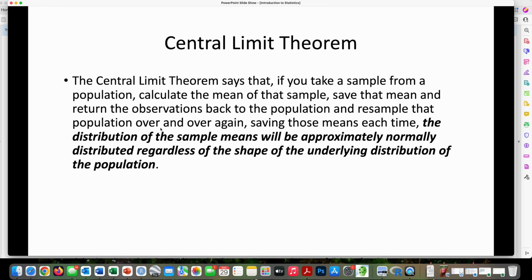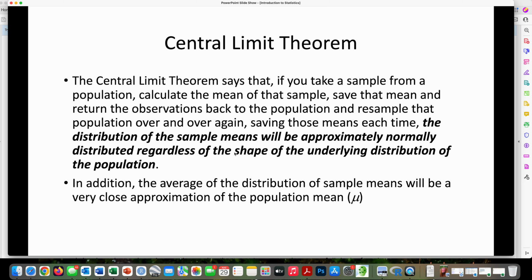You can go back to the PowerPoint, and what you will see in the next series of slides is talk to them about the central limit theorem, this idea that when you look at a distribution of sample means, when you go back to the same population and sample it over and over and over again and save all those means, you will find that those means have a distribution that is approximately normal. And the other thing about it is that the sample means will average out to an approximation of the population mean.